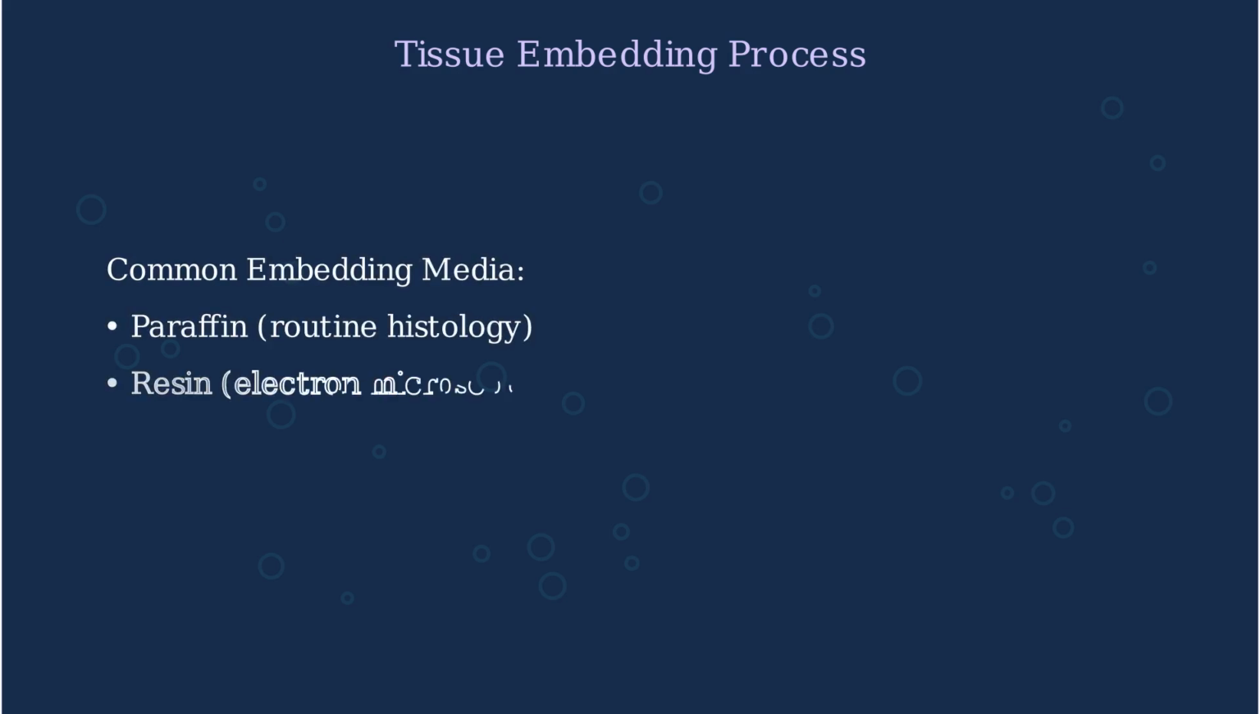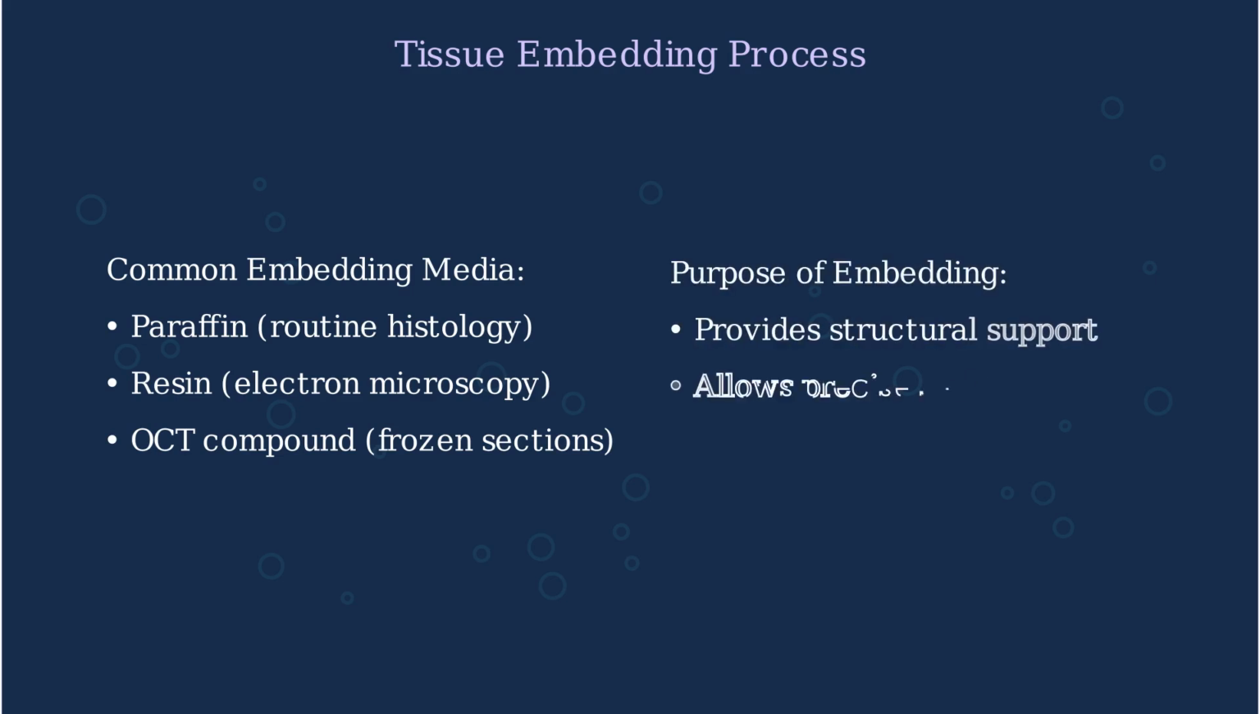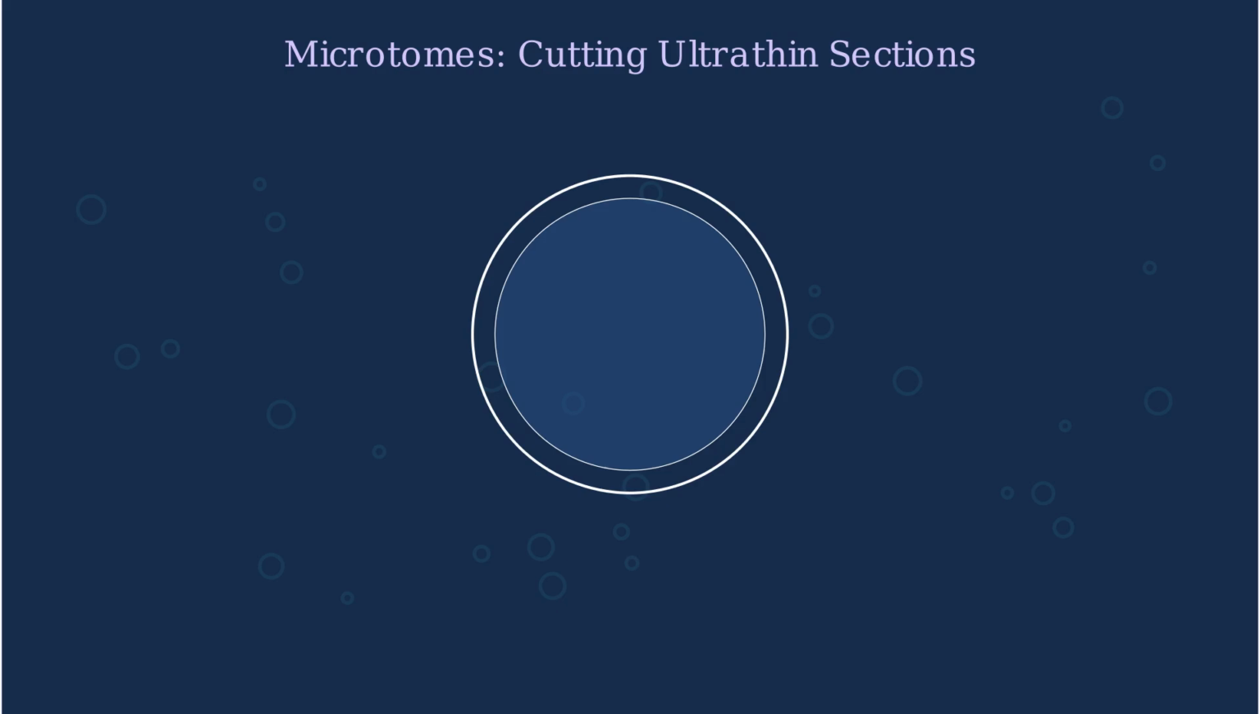Common embedding media include paraffin for routine histology, resin for electron microscopy, and OCT compound for frozen sections. The purpose of embedding is to provide structural support, enable precise sectioning, and preserve tissue architecture. Now let's examine how microtomes are used to cut these embedded tissues into ultra-thin sections.